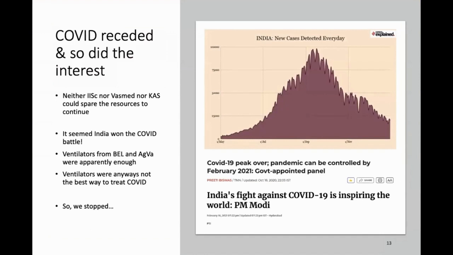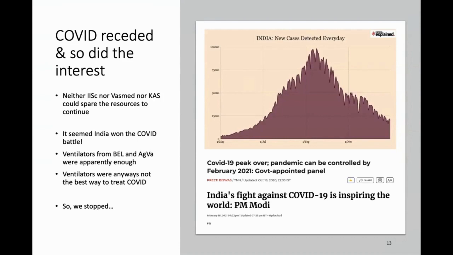But then COVID receded, and so did the interest. Very bluntly speaking, our labs opened, all of us got busy. Neither IISc nor VASMED nor CAS could actually spare the resources to continue to make it from that prototype into a dabba.